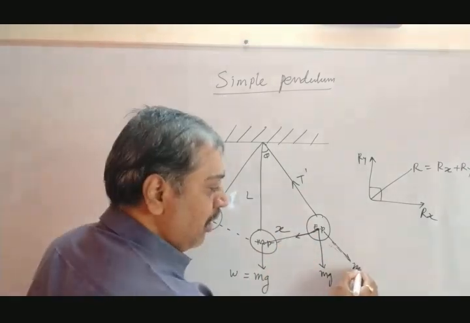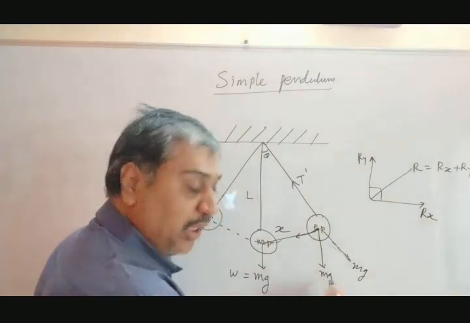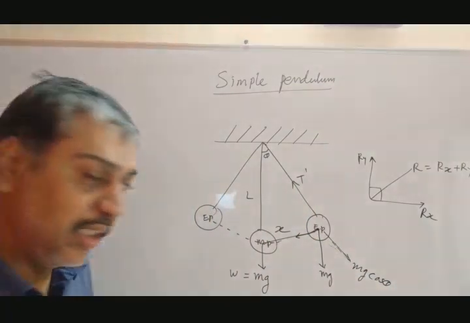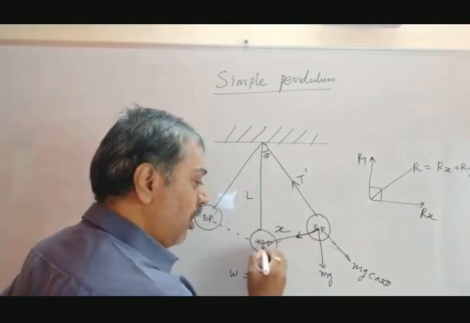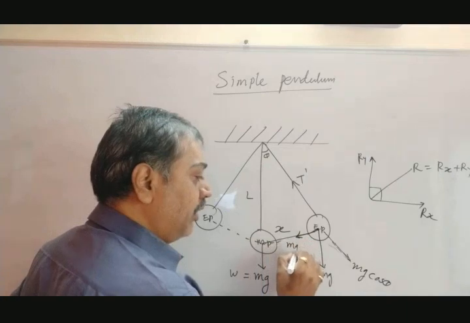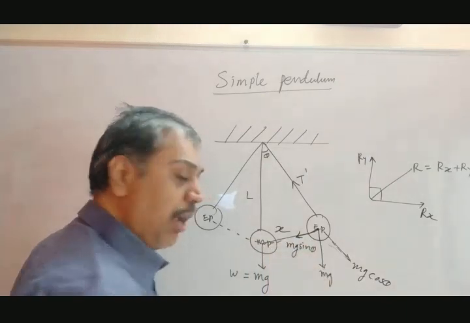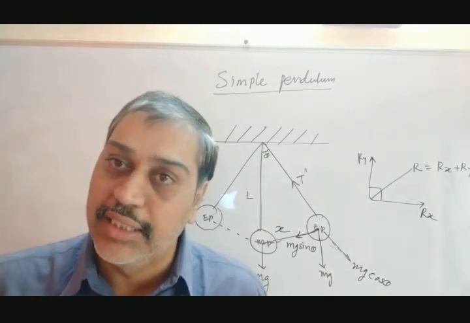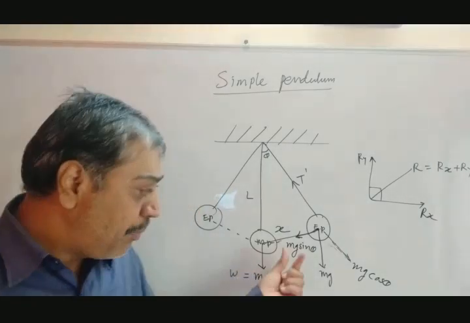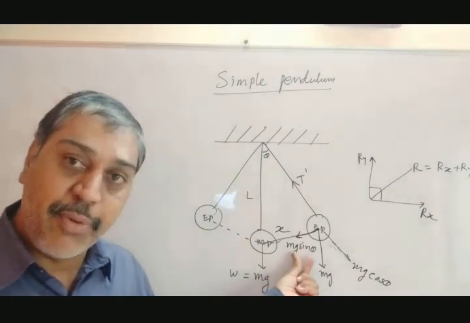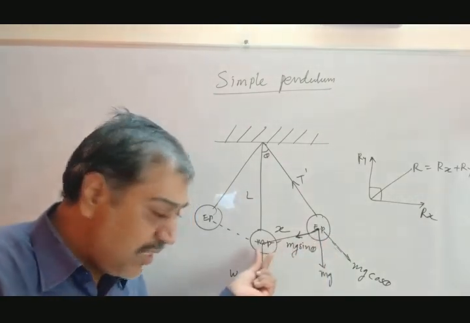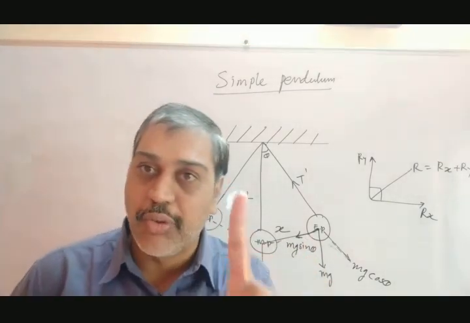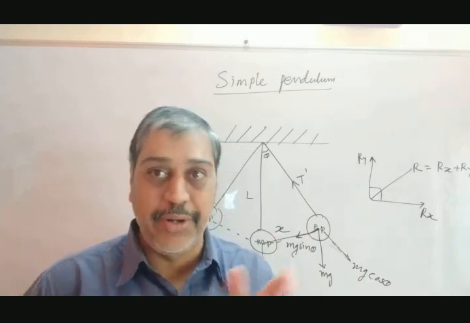This is nothing but mg. The component mg cos theta is exactly parallel to the tension in the string, and the component which is moving toward the mean position is mg sine of theta. Is that clear? This mg sine theta is the component responsible for moving the spherical bob to its mean position. So what does this contribute? It contributes to the restoring force, as we have seen, F is equal to minus kx.